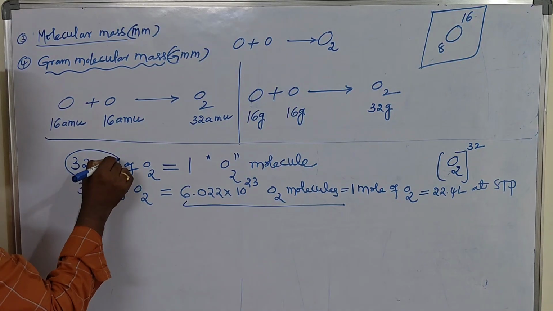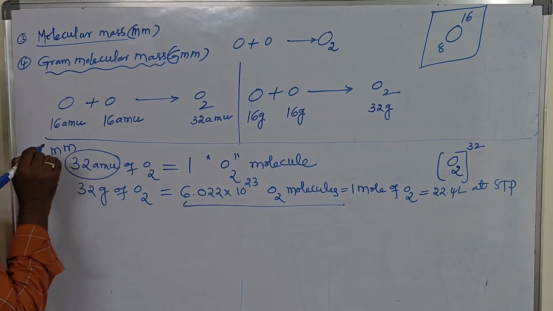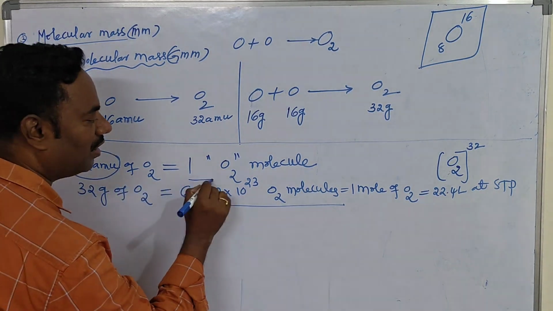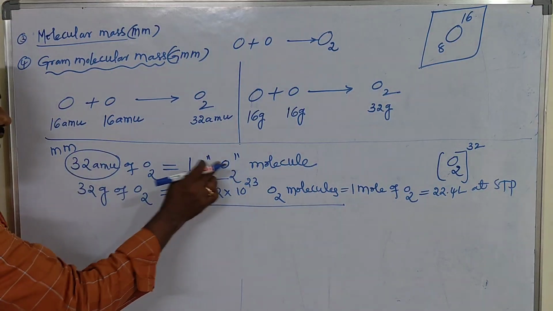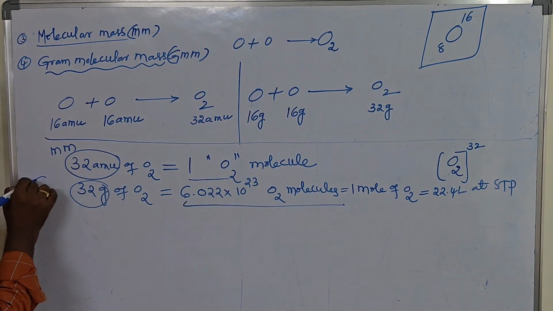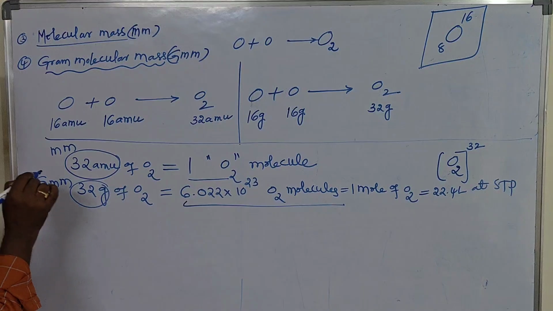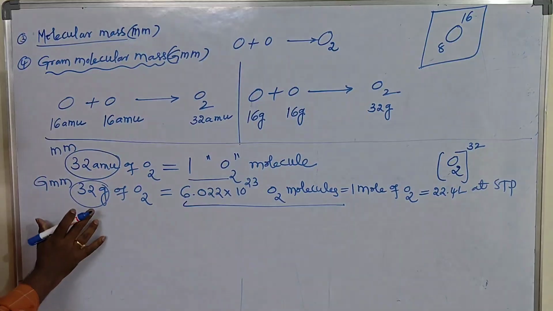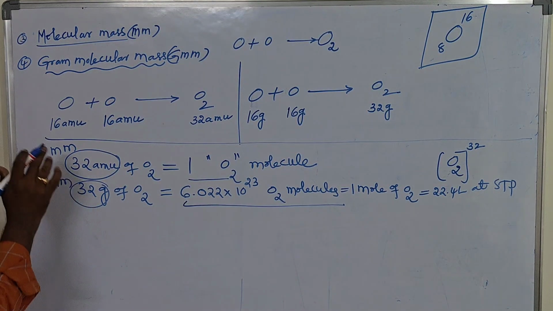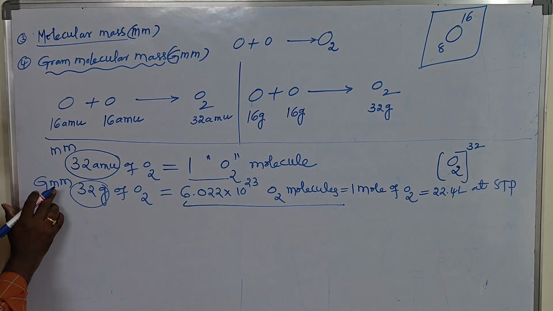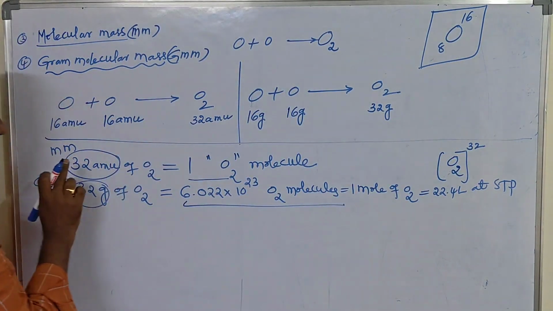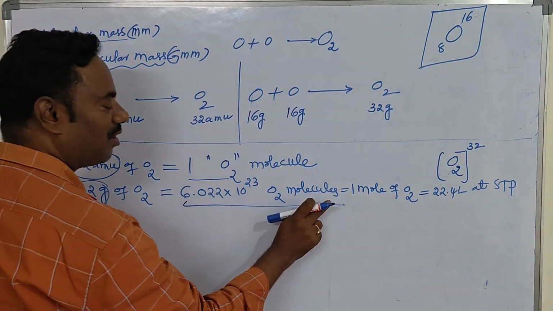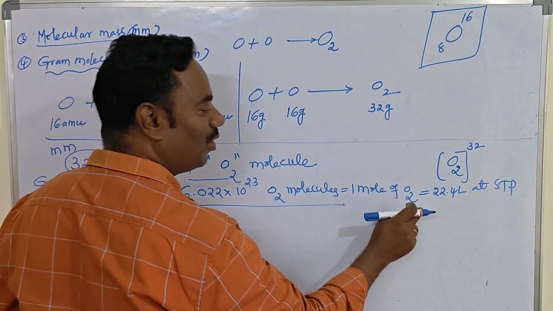This is molecular mass. The definition for molecular mass is, it is the mass of one molecule. This is gram molecular mass. It is the mass of Avogadro number of molecules. Molar mass, gram molar mass. The mass in AMU contains one molecule. The mass in grams contains Avogadro number of molecules, so that it is equal to 1 mole of O2.